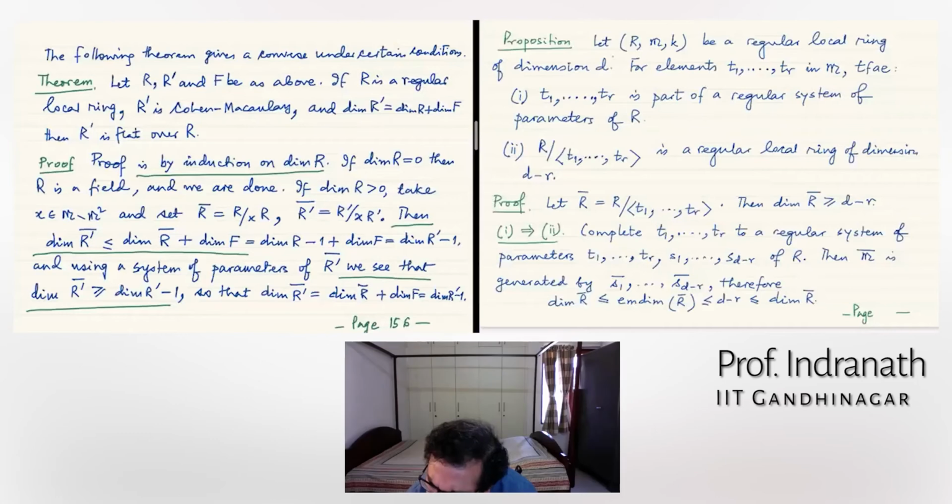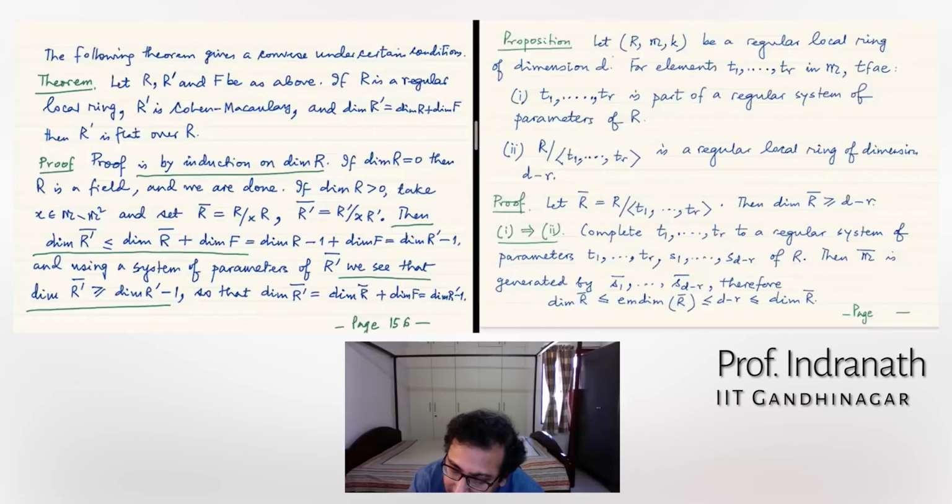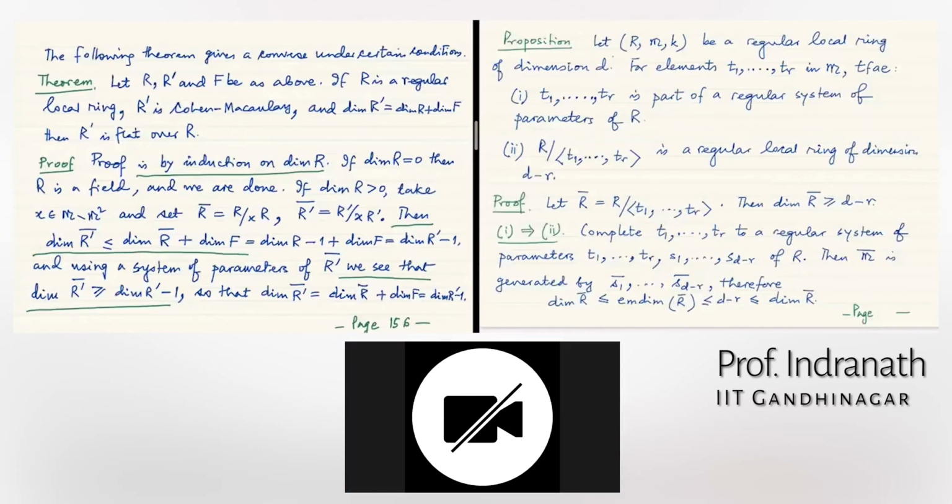F bar. What are you saying? I'm saying that by induction, after going modulo X, we are getting that inequality. You mean this one, the first one? Yes. So by induction we are getting dimension of R dash bar is dimension of R bar plus dimension of F bar. And that is less than or equal to, then dimension of F bar is less than or equal to dimension of F. Okay. So first we are getting that.